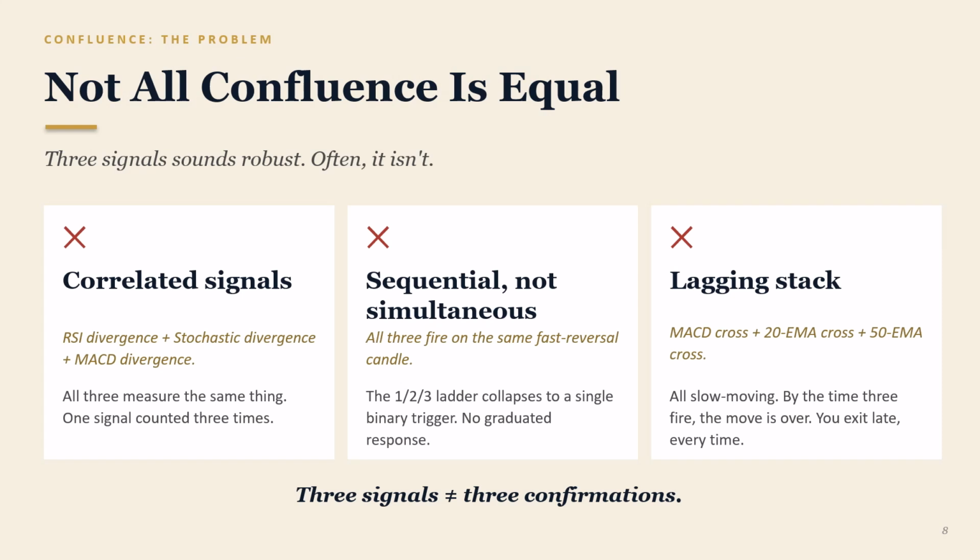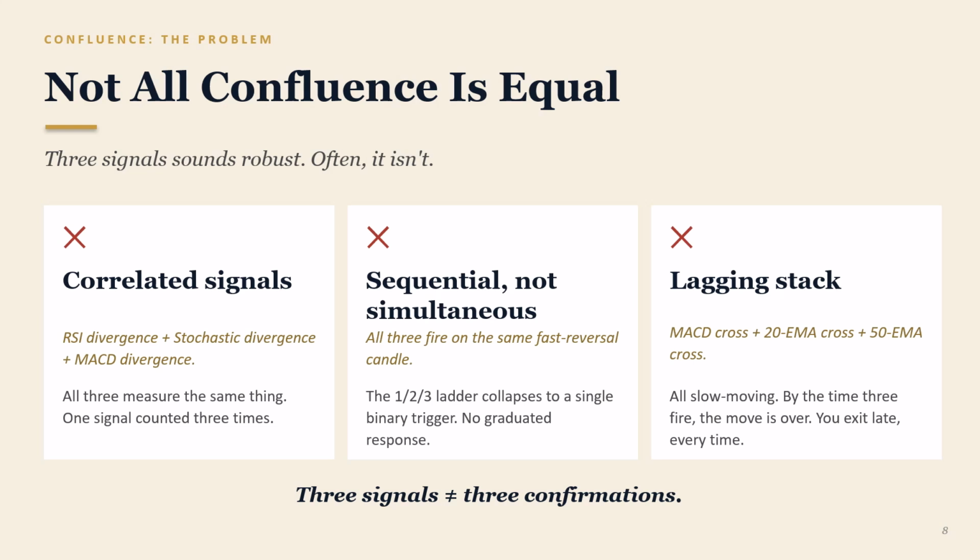Before we start, the problem with confluence is not all confluence is equal. 3 signals sounds great, doesn't it? But often it isn't. If we have correlated signals which are going to do exactly the same thing, we're just counting the same signal 3 times. We often see people use an RSI and a stochastic, looking for overbought or oversold positions on the same chart. Really doesn't help very much. Choose one or the other based on evidence is the way to go. So correlated signals, watch out for that.